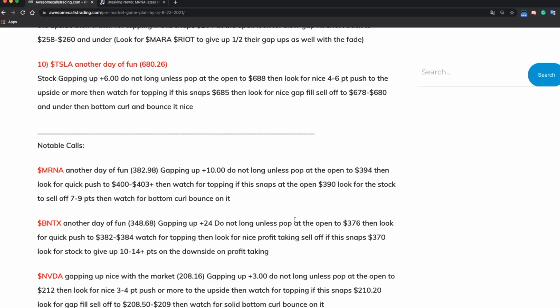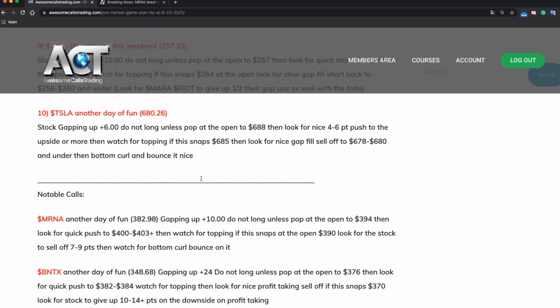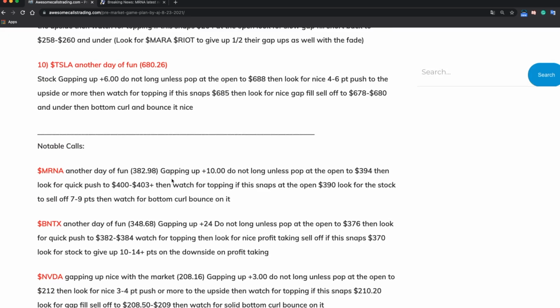I'm in the chat room called awesomecallstrading.com. Pretty much here, we get these notes before the market opens. So these were our notes for today. And as we can see, MRNA is in play. It's gapping up 10 points. And then AJ tells us exactly how to play it, and this is all written before market. So once market opens, you could have your lines up, and then you could play the stock how it says.